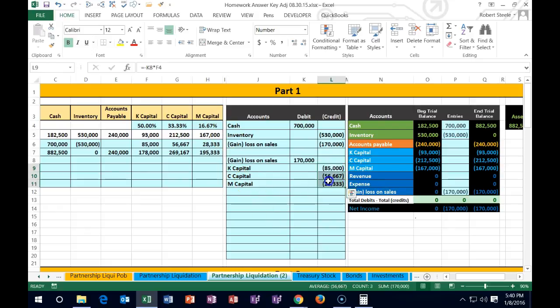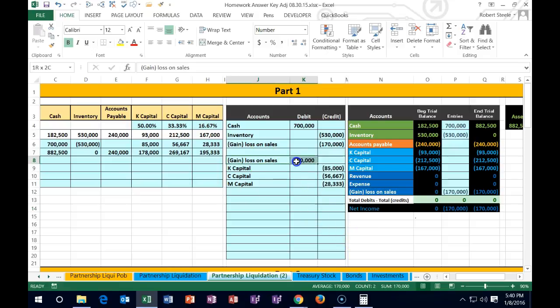Do the credits add up to the debits? The credits add up to 170, which equals the debits. That's good. If we highlight all of them, the debits and the credits, that means the debits minus the credits are now 0, which is good. That means that they're equal. Okay, so let's post this out then.